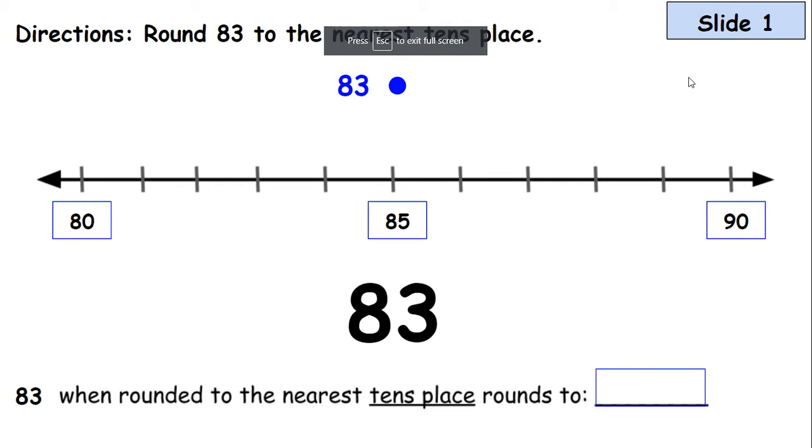Now we need to plot 83 on our number line. We can see that there are 10 even spaces between 80 and 90. That means that each of these tick marks is going to represent 1, since the ones place is to the right of the tens place on the place value chart. So we'll start here at 80, 81, 82, 83. So 83 is going to go right here.